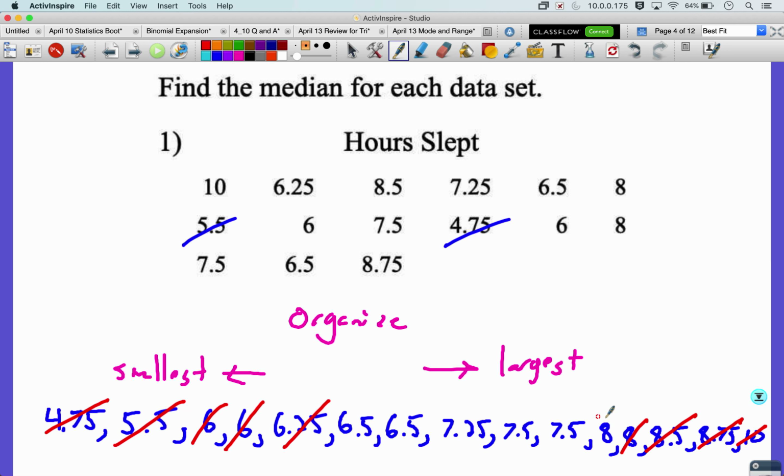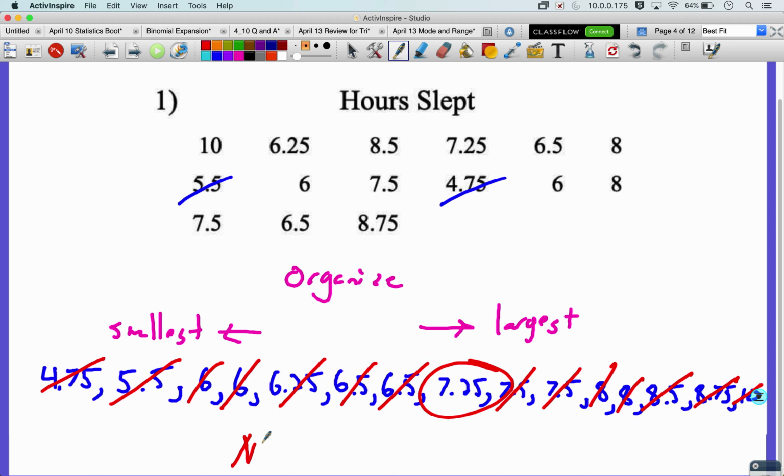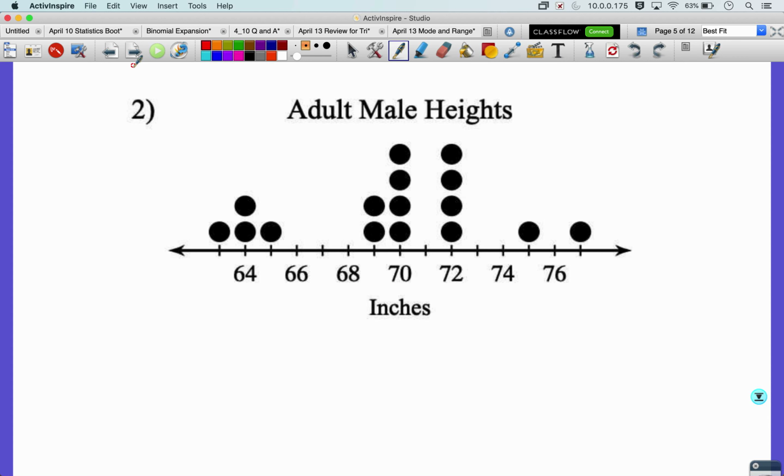All right, so 6.25 and 8, 6.5 and 7.5, and I just have one number in the middle here, so no need to do any averaging. Our median is 7.25. So this is a measurement of central tendency. Although there were individuals that slept much more, like this person that slept 10, and individuals that slept much less, like this individual that slept 4.75, on average, or at least one way of taking the average, tells us that 7.25 is right in the middle.